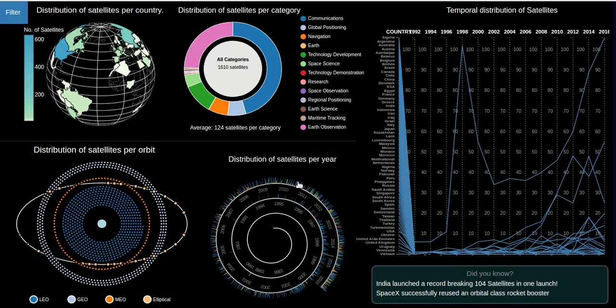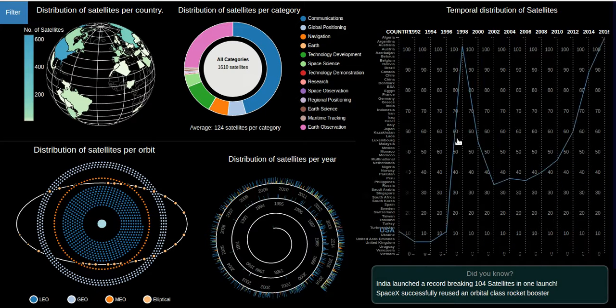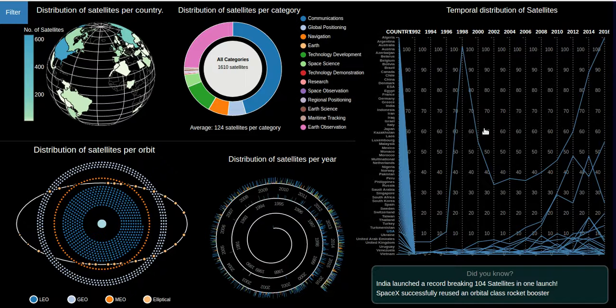Finally, on the right, we have a timeline chart which shows the trend of number of satellites launched per country over the years. Now this can be really useful to answer insightful questions like what historical event led to the rise and fall of space exploration for a particular country. We'll explore that in a bit.